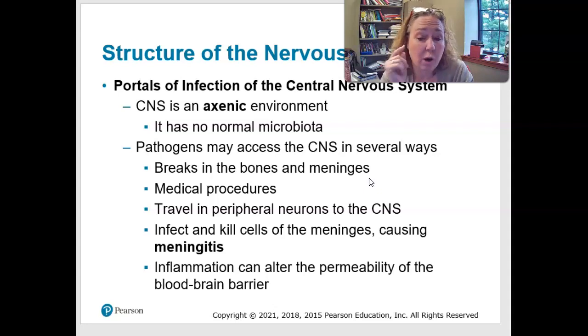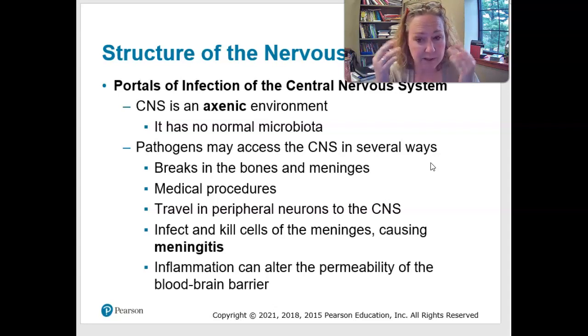There are ways, of course, that you can get bacteria or other nasty things into your central nervous system. You break a bone, you have a medical procedure, or bacteria travel from the peripheral nervous system to the central nervous system. Certain bacteria will do that. You infect and kill cells in the meninges, caused by meningitis. Do you see how these things are named? Sometimes inflammation can alter the blood-brain barrier.